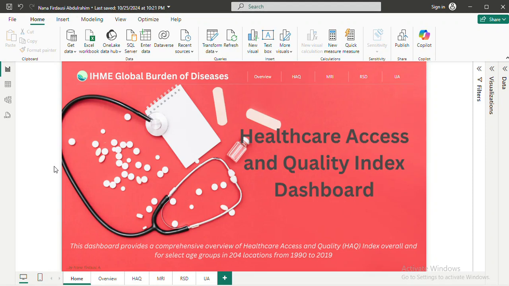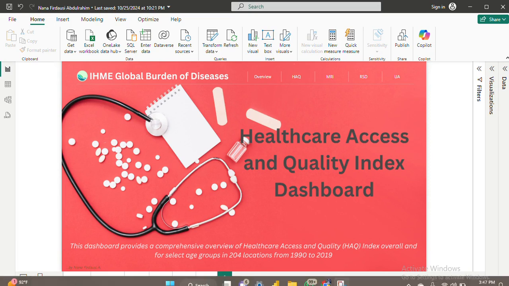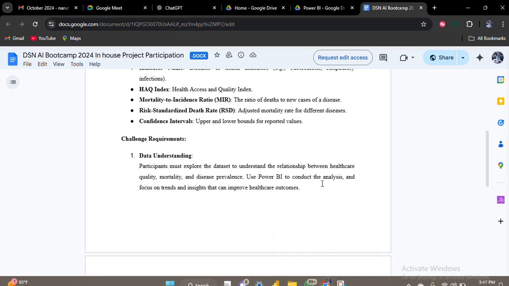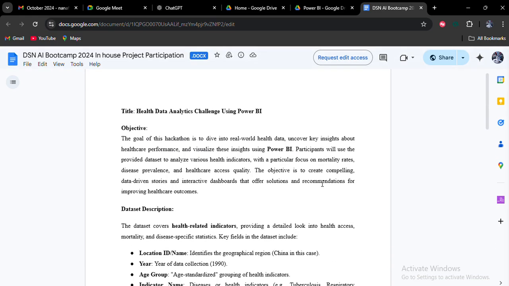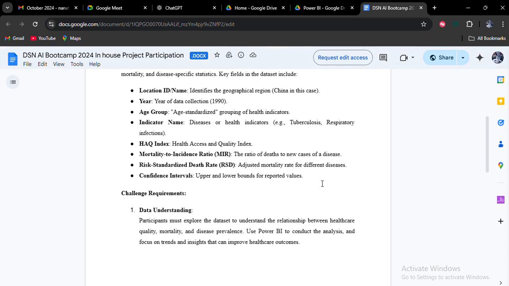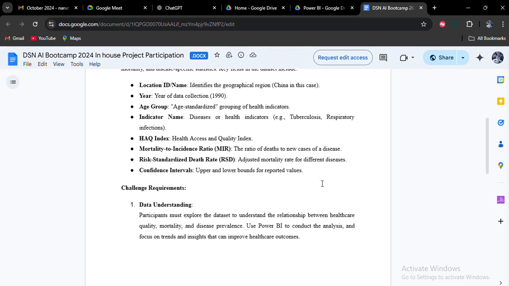Everyone, my name is Arafidel CA and I will be presenting my in-house hackathon for the 2024 Data Science Nigeria Bootcamp. So the objective of the project was to create compelling data-driven stories and an interactive dashboard that offers solutions and recommendations for improving healthcare outcomes. We were asked to explore the data sets and understand the relationship between healthcare quality, mortality, and disease prevalence. So I used Power BI to conduct the analysis and focus on trends and insights that can improve healthcare outcomes.